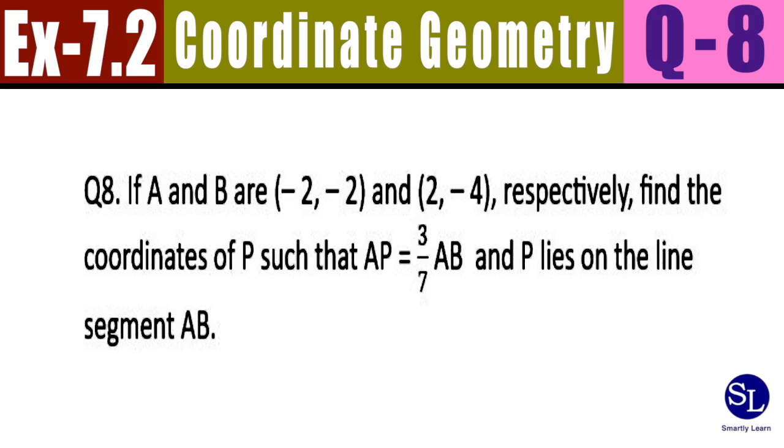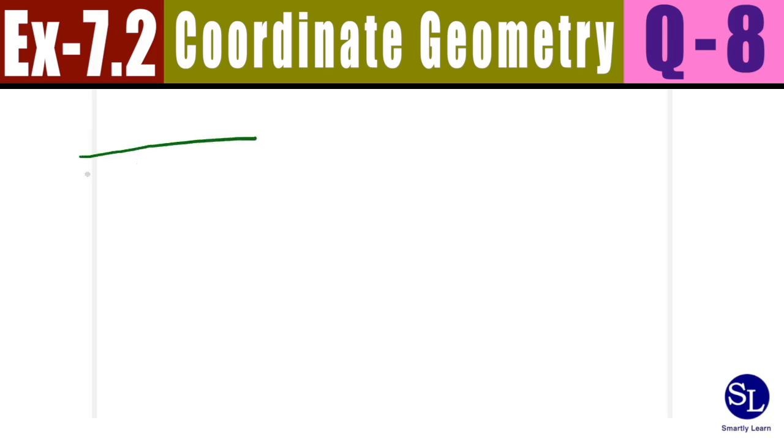So let's translate what is given to us into a diagram. So I'm drawing a line segment AB. So let's mark the coordinates of A and B. A is going to be (-2, -2) and B is given as (2, -4). And you have a point P here. Now we need to find the coordinates of P, which I'm marking as (x, y).